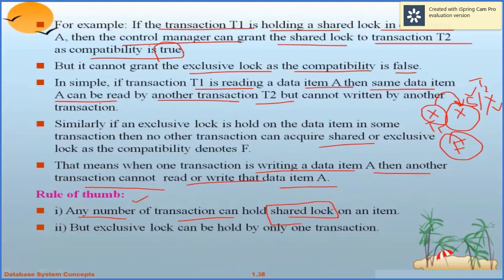So if I'm imposing a shared lock on a data item, I can impose another shared lock by the next transaction. Again, I can impose one more shared lock on a next transaction. So I can handle n number of shared locks on a single data element.